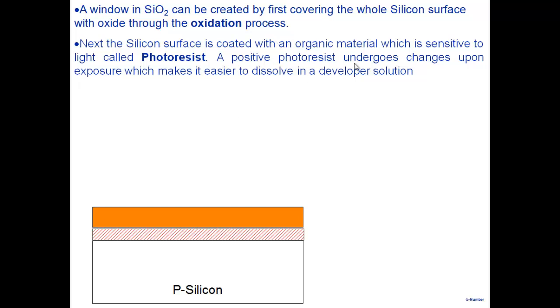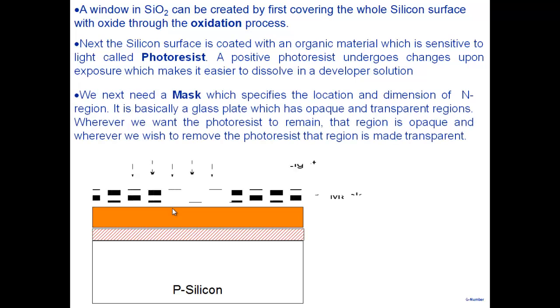So a positive photoresist undergoes changes upon exposure, which makes it easier to dissolve in a certain solution. So what we do is we cover it with photoresist. And next, what we do is we put a mask. See, you want to have a certain pattern in the silicon dioxide. You want silicon dioxide to be there at some places and not there in some places.